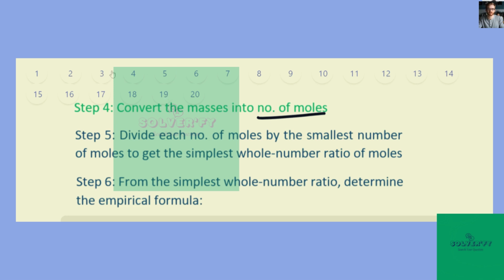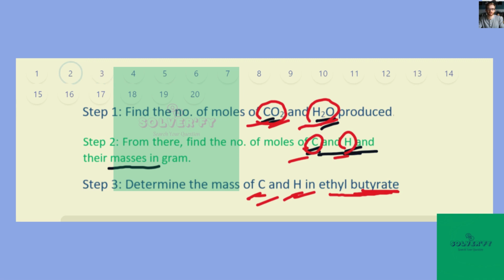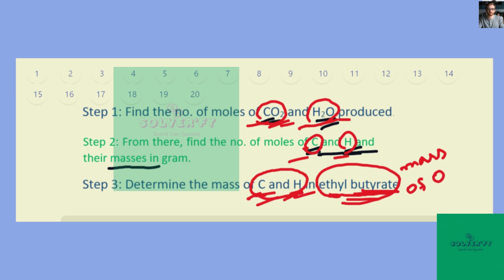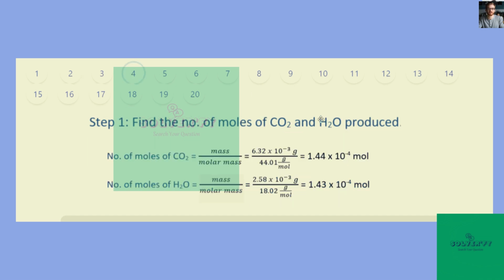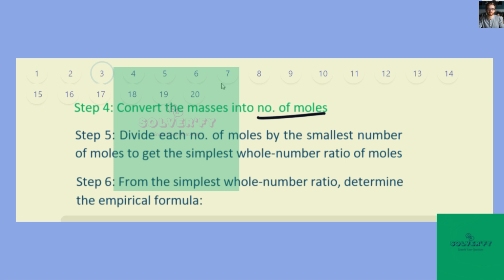And in this case, in step 3, what we'll do is include not only carbon and hydrogen, but since we have oxygen here also, and we are given the total mass of the ethyl butyrate, we'll subtract the mass of carbon and hydrogen from the mass of ethyl butyrate to get the mass of oxygen. In this way, we will know the mass of carbon, hydrogen, and oxygen, and then we'll find their number of moles, and then we will divide each number of moles by the smallest number of moles to get the simplest whole number ratio of the moles. And from the simplest whole number ratio, we can determine the empirical formula of the ethyl butyrate.